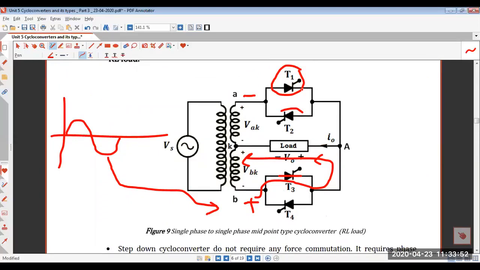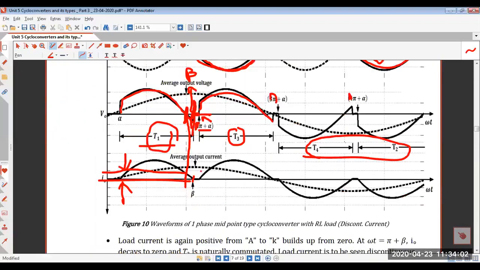So that means your complete circuit is off. All the SCRs are open now. So in that case, no current will flow through the load. That means the current will become discontinuous. You can see at beta, the current has become 0. It will remain 0 till you trigger the next SCR, T3, let us say.